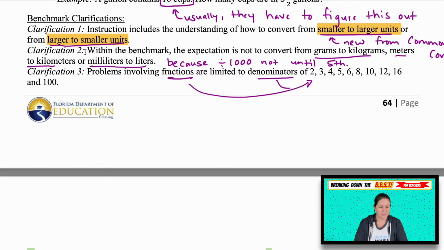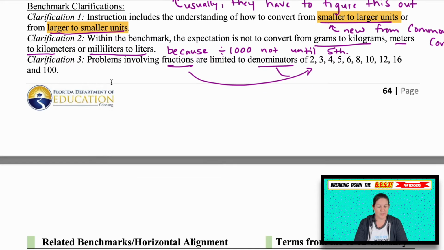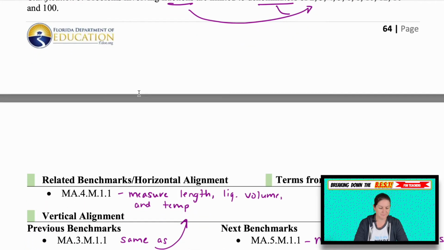It also says, for clarification number 2, that within this benchmark, the expectation is actually not to convert from grams to kilograms, meters to kilometers, or milliliters to liters. And this is because dividing by 1,000 is not a skill that's learned until 5th grade. And also clarification number 3, problems involving fractions are limited to the following denominators of 2, 3, 4, 5, 6, 8, 10, 12, and 16, and 100.